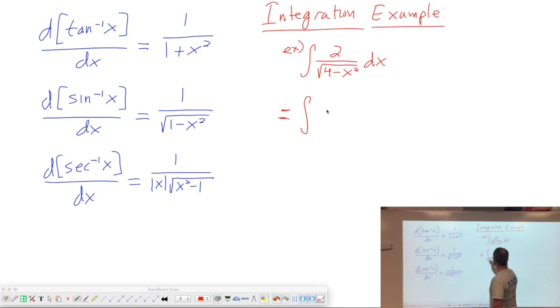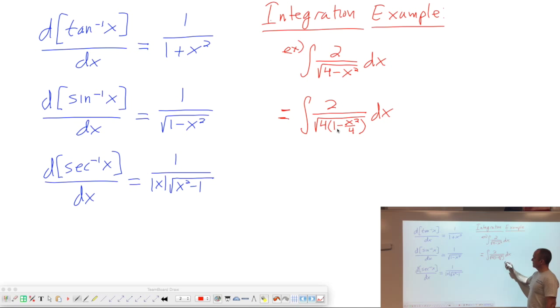Here's what I'm going to do. I'm going to factor a 4 out of both terms. So this becomes 1 minus x squared over 4 inside my radical. Okay, now I've got my 1, but I also have that 4 there, so that's problematic. We'll take care of that in a minute.